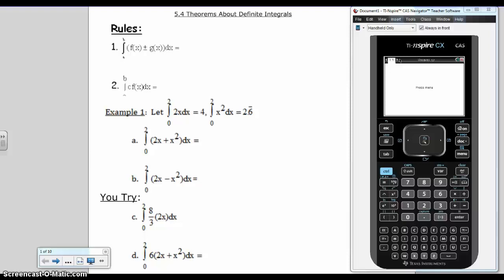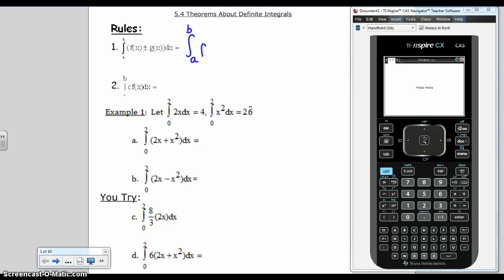Hi y'all, in this video we're going to talk about section 5.4, which is theorems about definite integrals. If you look at rules number 1 and number 2, they should be hopefully fairly obvious to you. If you have an integral from some a to some b of a function plus or minus another function, you can actually split that into two integrals.